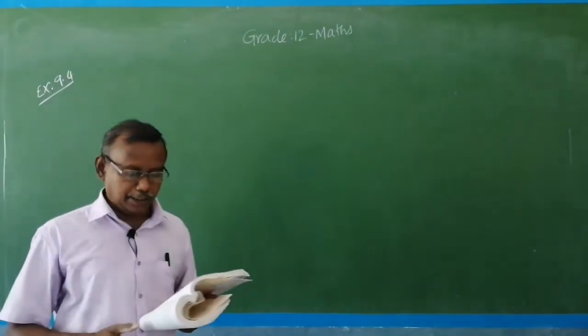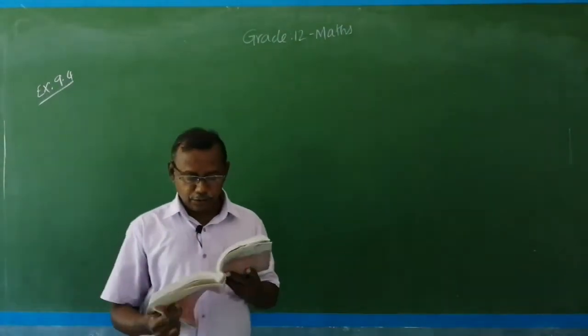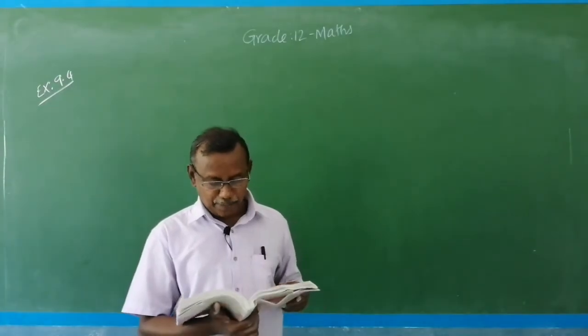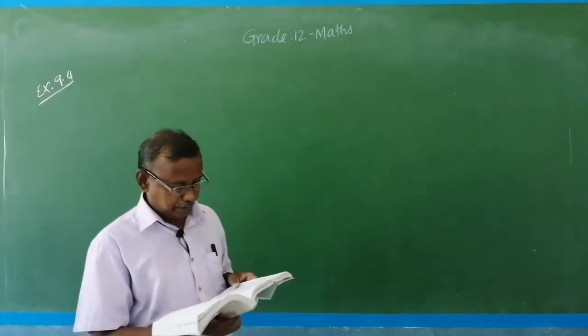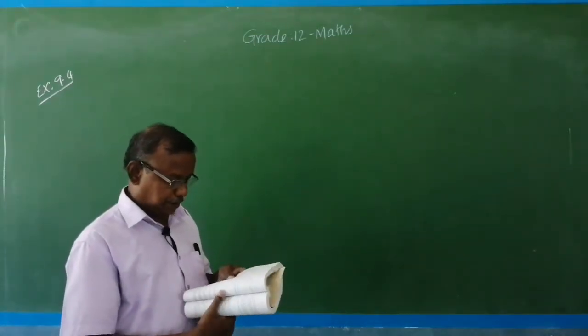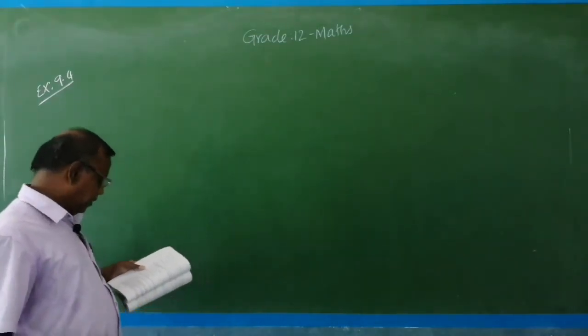We have completed 10 problems to find the general solution. Now from 11 to 14 we need to find the particular solution. That means we have to find the value of c and resubstitute it in the general solution. Question number 11.